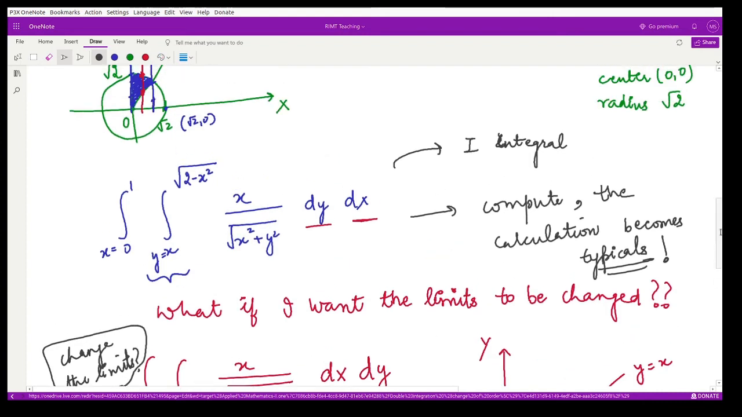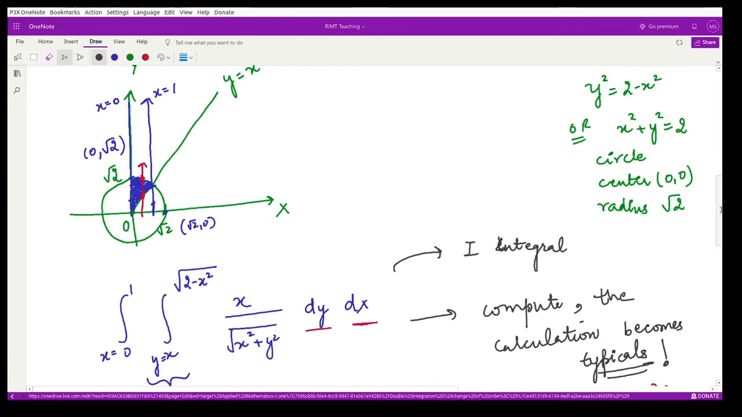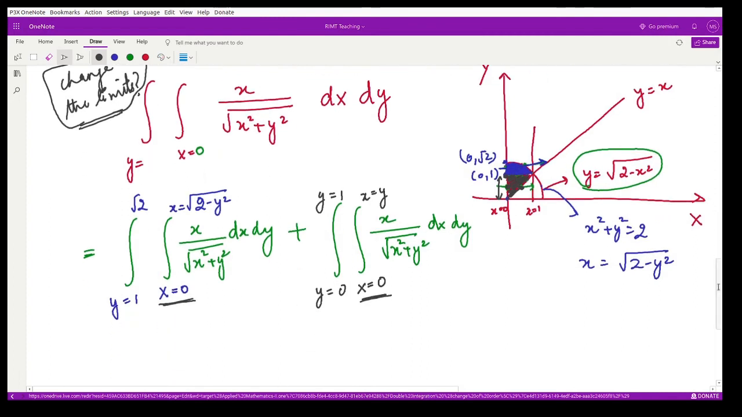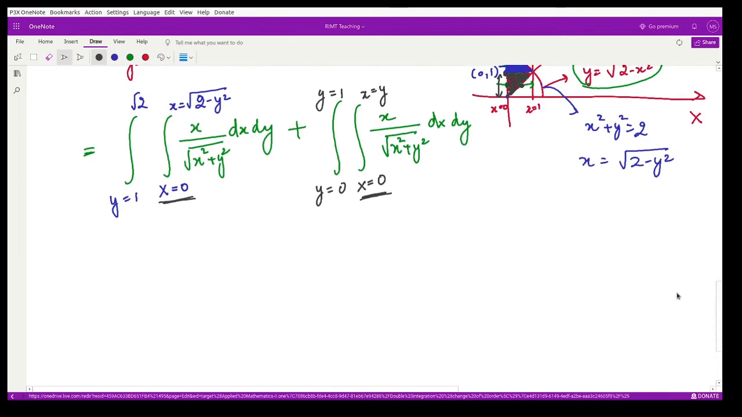So you now got the idea of how you can change the limits. If you are given the variable limits of y, that means you are taking this vertical line, you can change this to the corresponding horizontal line and then take the variable limits for x, and then you can compute the answer. So now you can very easily compute the answer. So let us solve this one.